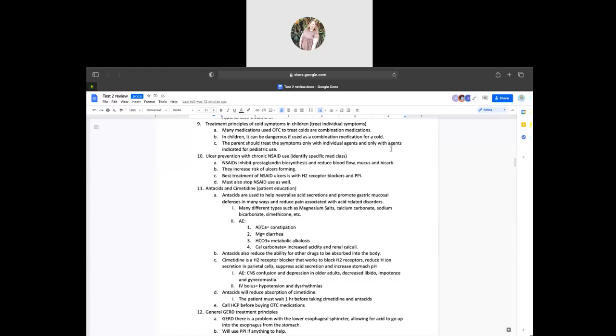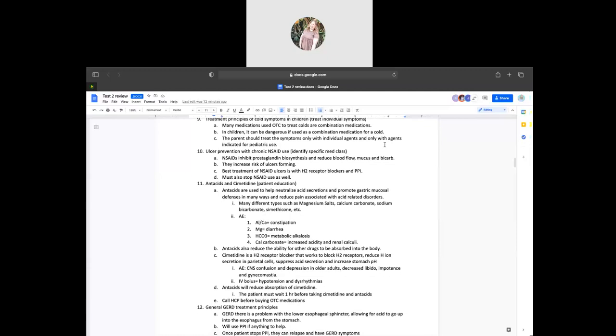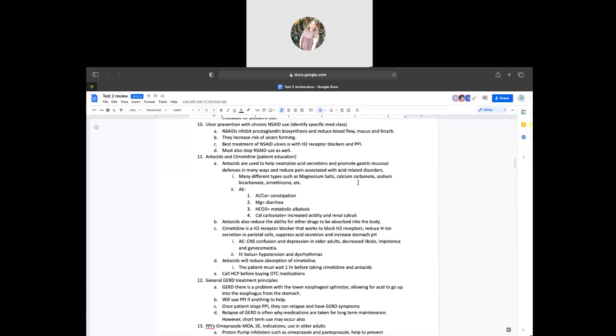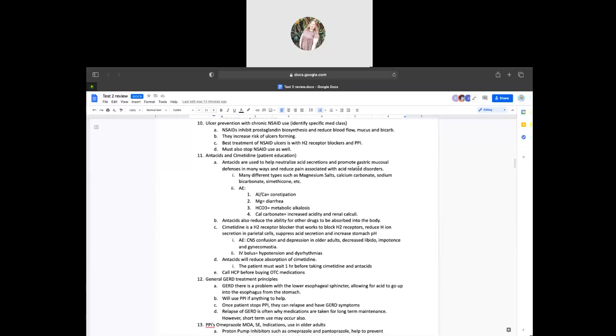Now we're going to switch gears and talk about our GI system. It's a good system to know. You're going to be giving a lot of these medications to patients in the hospital because a lot of patients will come in with stomach pain.